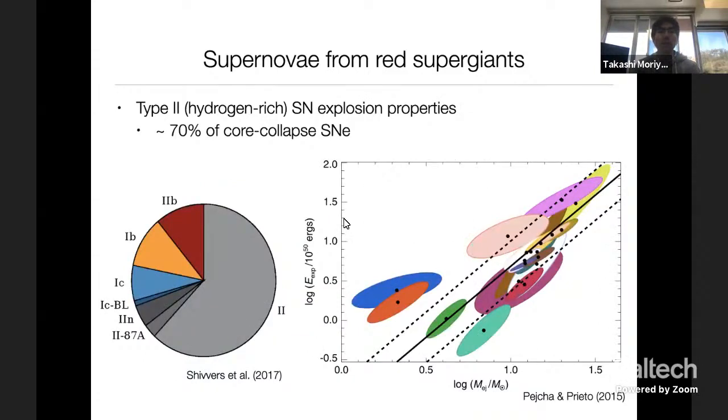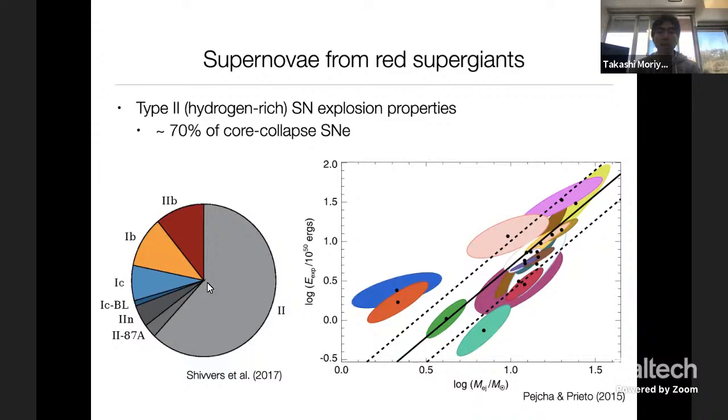And most of the core-collapse supernovae are exploding as type 2 supernovae. In this study, they found that about 70% of core-collapse supernovae are observationally found to be type 2 supernovae, which means explosions of red supergiants.